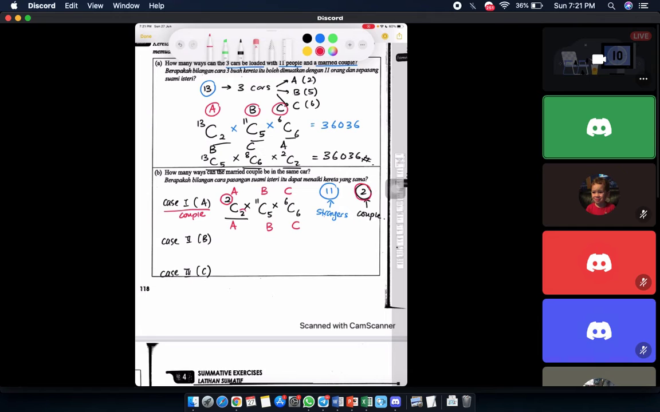Then C2. So that comes from the couple, 2C2. Then why is there 11? This is the strangers. It comes from the strangers. 11 strangers. Then 5 people sit in car B. And how many are left after 5 people sit in car B? You have 6 people left. So 6 people sit in car C. So that is case 1. Do you fully understand case 1 now? Yes, no? Yeah, for case 1 understand. Okay, now let us look into case 2.